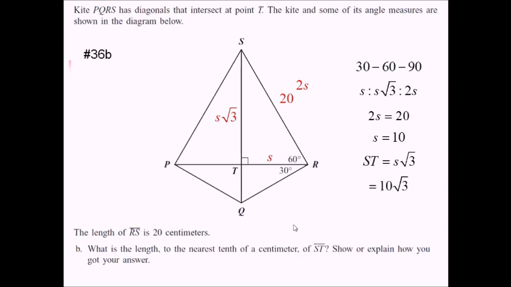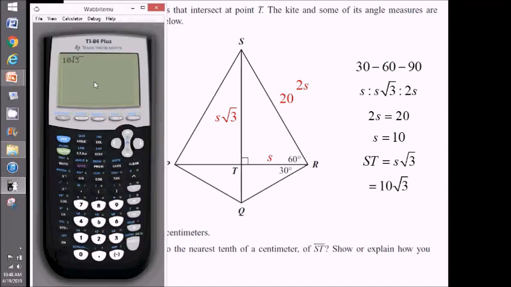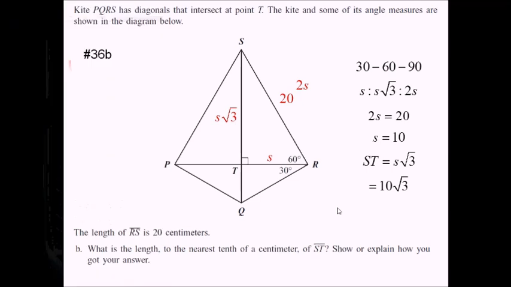But now we have to look at the problem. They wanted this rounded to the nearest tenth of a centimeter, and radical form is not what they were looking for. So let's use the calculator to figure out what that should be. So just plugging in 10 radical 3 in my calculator, that comes out to 17.3, and that is in centimeters.